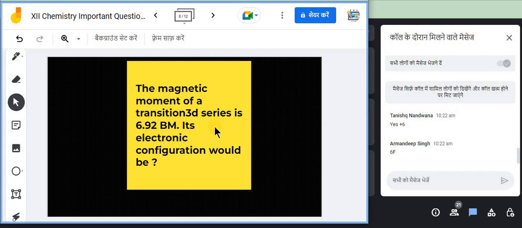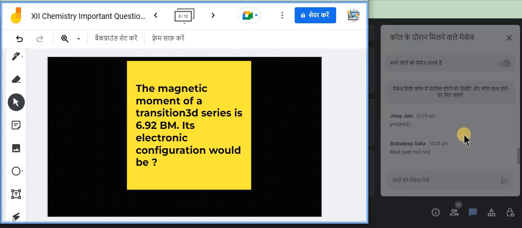Or anyone can speak, so time can be saved. Yeah. Mu is equal to under the root n into n plus 2. N into n plus 2 under the root. Okay, not 1, right? Please be careful. Now, if you find the n value, we can calculate from this. And from the n value, you can select an electronic configuration which the answer is given.